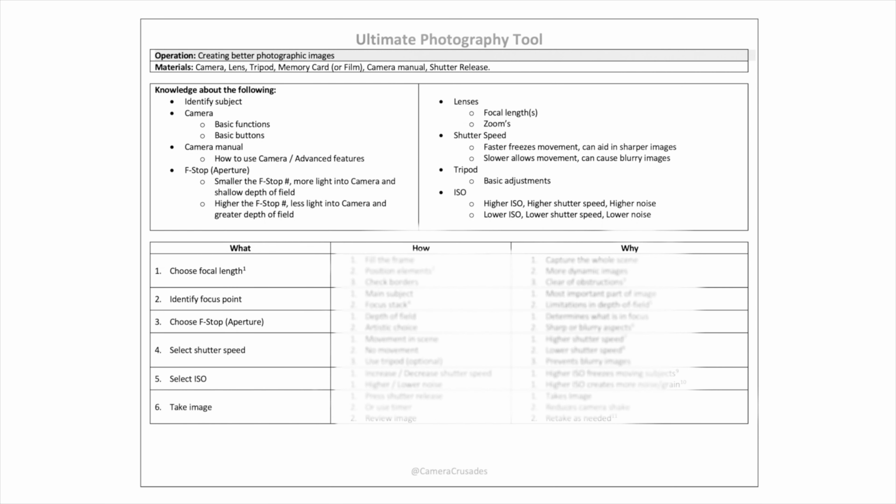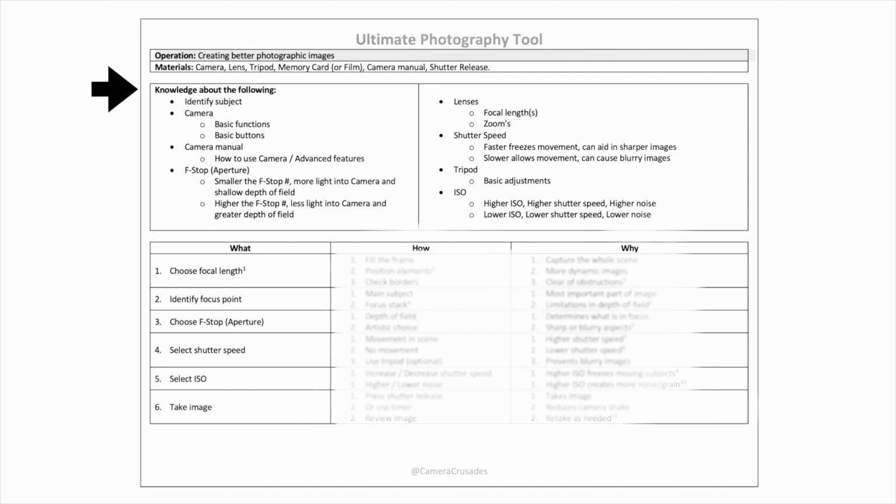Now, the first side of this has a couple of sections. The top section has just general knowledge that you need to know of how to use your equipment. Things like your camera, basic functions, basic buttons, your camera manual, where to find different menu items so that you can make changes on your camera. F-stop, what that means and how to use it, your lenses, different choices, zooms, or different focal lengths, your shutter speed, tripod, and ISO.